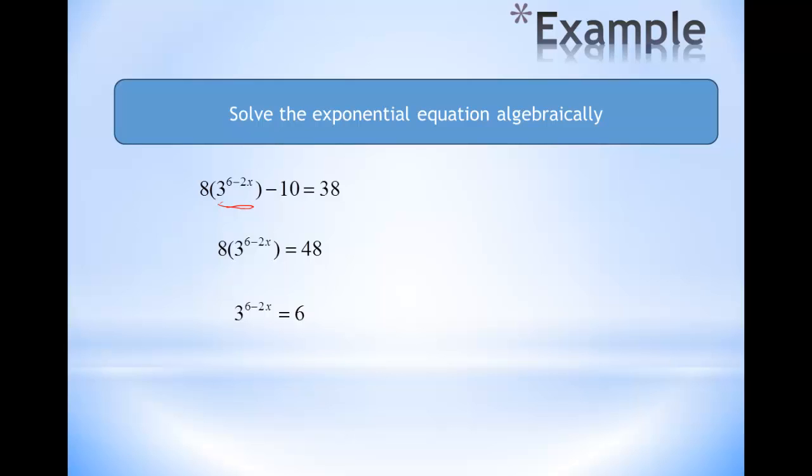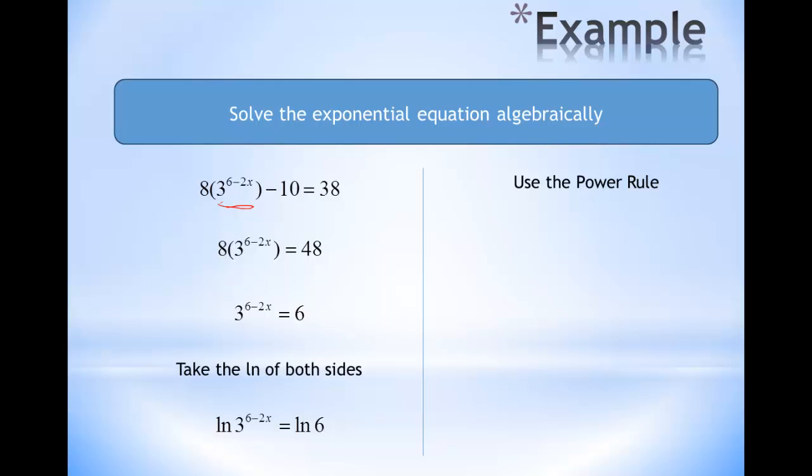Again, I want to follow the same exact process. Let's take the ln of both sides. If I do that, I get ln of 3 to the 6 minus 2x equals the ln of 6. At this point, I can again use the power rule, and that's going to bring that exponent down. 6 minus 2x times the ln of 3 equals the ln of 6. And I get to that point right there.